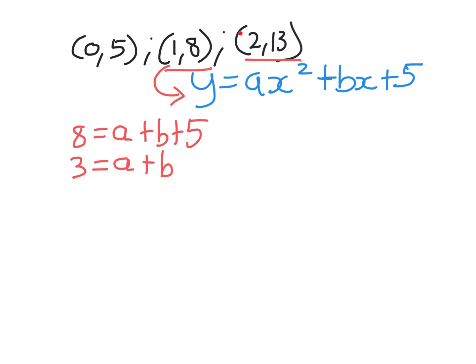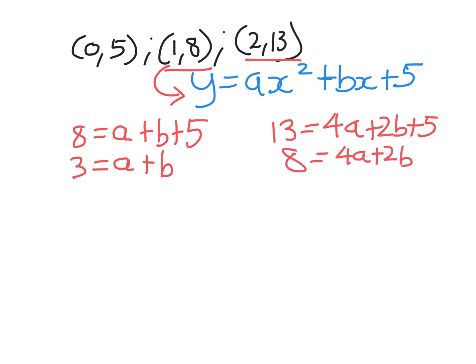Now I'm going to substitute this point into the equation. So I obtain y equals a times x squared. So a times 2 squared is 4a. Then I'm going to substitute x for 2. So I get 2b plus c, which is 5. So that means 8 equals 4a plus 2b.